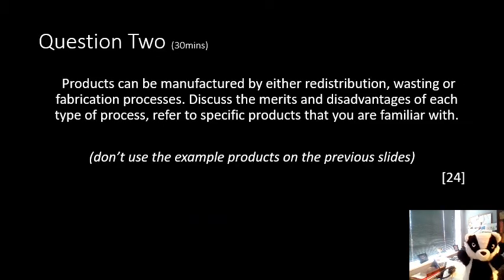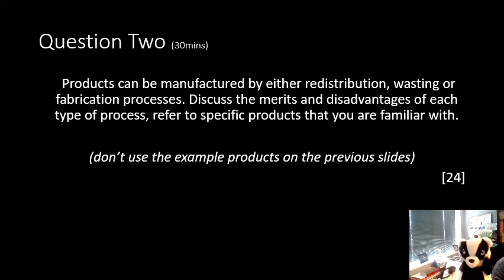Then question 2 and question 3 are more, I'm going to say, old school A2 questions. So before the change in specification, these are very similar sort of questions. So 24 markers, and in reality it's discussing the pros and cons of each type of process, and I wanted you to refer to specific products that you were familiar with. There are obviously examples on the previous slides, don't use them, use your own examples, something you might be a bit more aware of.